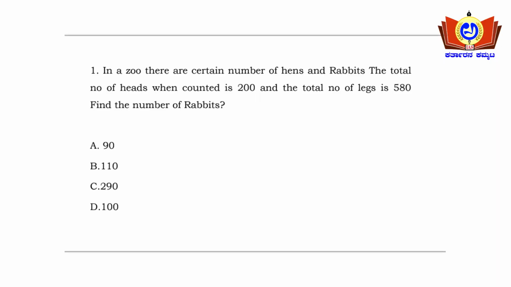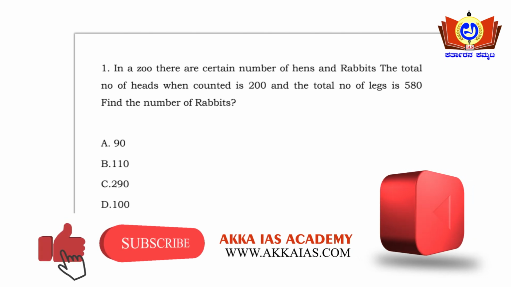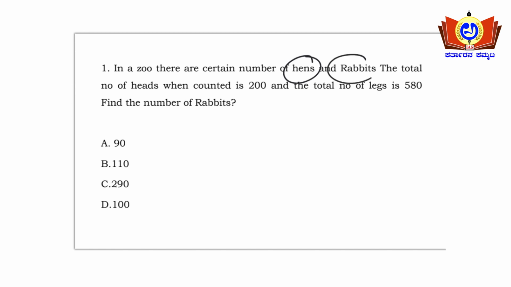So first question is, in a zoo, there are certain number of hens and rabbits. The total number of heads when counted is 200 and the total number of legs is 580. Find the number of rabbits.